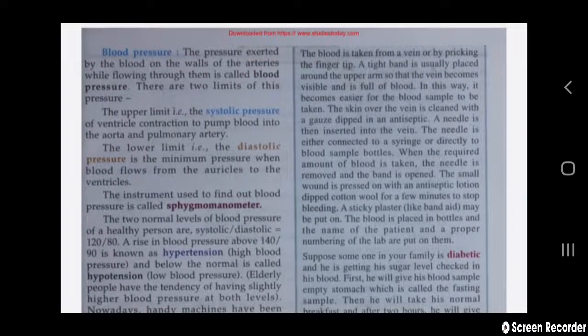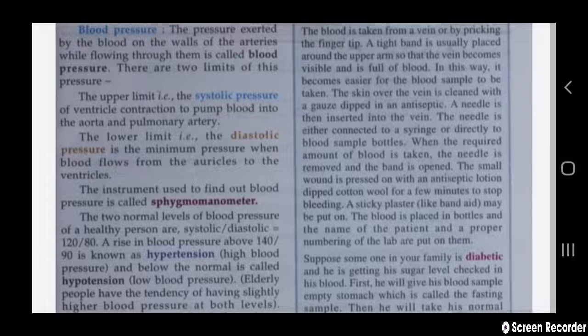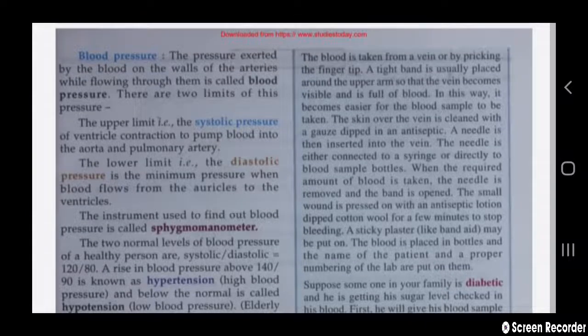Finally, blood pressure. The pressure exerted by the blood on the walls of the arteries while flowing through them is called blood pressure, and there are two types of blood pressure. The upper limit is the systolic pressure, when the ventricle contracts and helps pump the blood into the aorta and pulmonary artery. And the lower limit is called the diastolic pressure, the minimum pressure when blood flows from the atria to the ventricles.